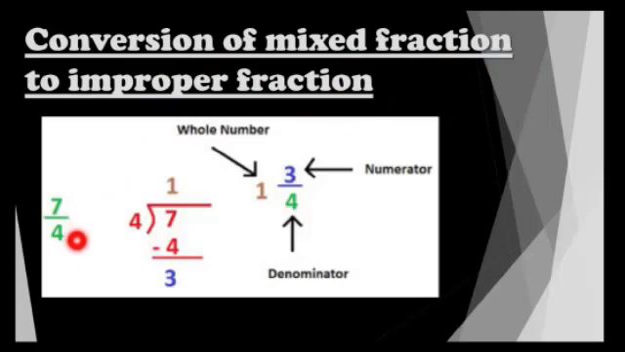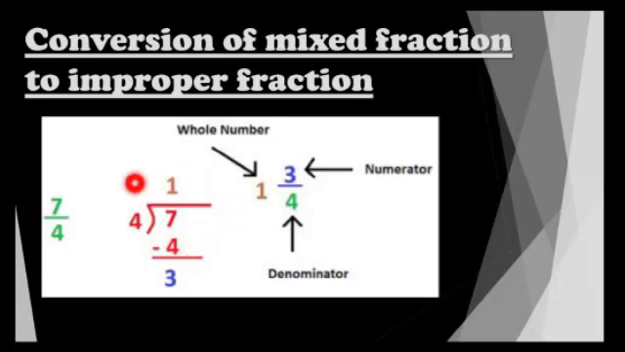Here is one example, 7 by 4. Dear students, we can see that 7 by 4 is an example of an improper fraction because the numerator is greater than the denominator. In that case we need to divide the numerator by the denominator. So we are dividing 7 by 4. We can see here 4 ones are 4 and 3 is left over.